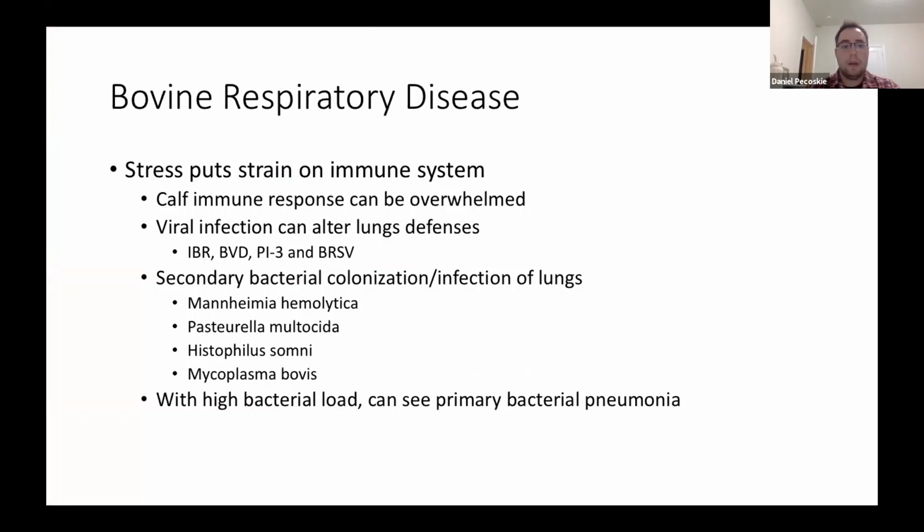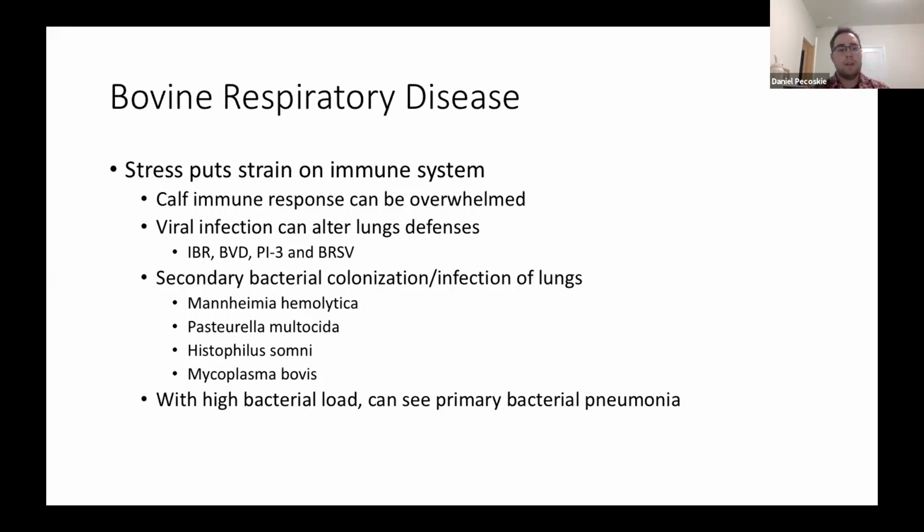And kind of just looking again from the whole. Stress puts strain on the immune system, so calves' immune responses can be overwhelmed. Naturally they have some immune responses that help them to fight off disease on their own, not limited to, but like mucus production and coughing, trying to get those pathogens out of the airway. There are non-specific cells that work in the lungs and in the bloodstream to kill bacteria and viruses by identifying them and killing them. Viral infection tends to dampen down the effects of these natural immune responses.